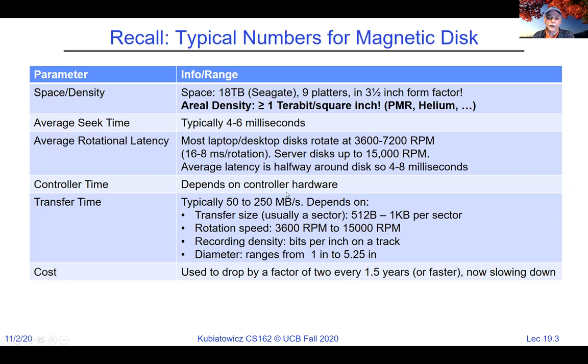Notice the capital B. And it depends on a lot of things, like what size you are transferring. So sectors, which are the minimum chunk of data that can go on and off the disk, can be 512 bytes or up to 4 kilobytes on modern disks. Rotational speed, of course, we just said, can vary from 3600 to 15,000 RPM. It also depends on the density of bits per track, the diameter, and also where you are. So if you're on the outside, the disk surface is going by the heads faster than on the inside, and so you can read the bits quicker on the outside. Okay, so pretty amazing.